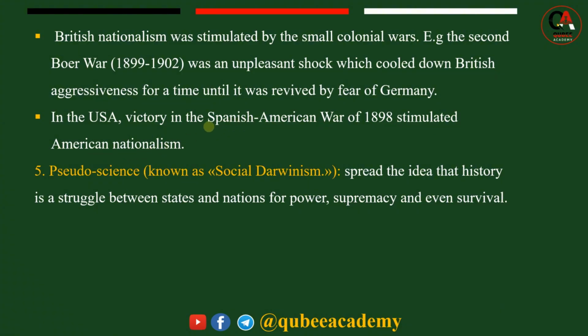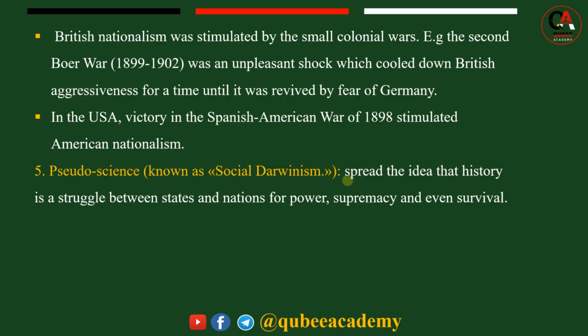The victory the Americans achieved over Spain in 1898 played a great role in the development of nationalism in the case of America. The fifth one is the pseudoscience which was known as social Darwinism, also another factor that promoted nationalism in the 19th century.